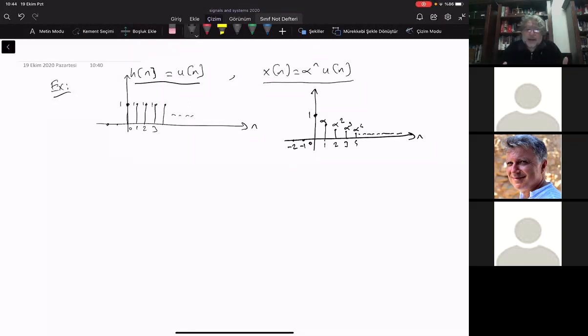So we have these two signals now. And how do we convolve these signals? And can we come up with an analytical expression of y of n? I'm not only saying plotting, but I want you to give me an expression of this thing.